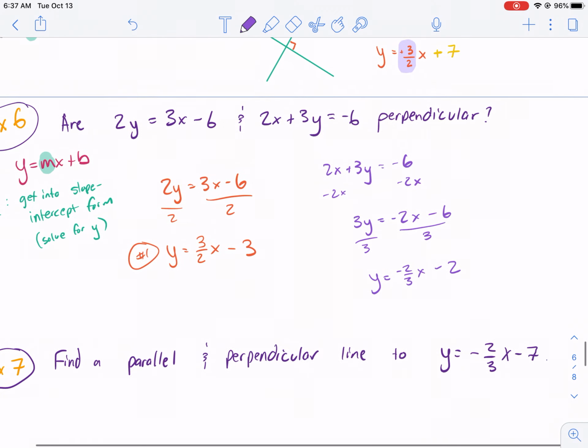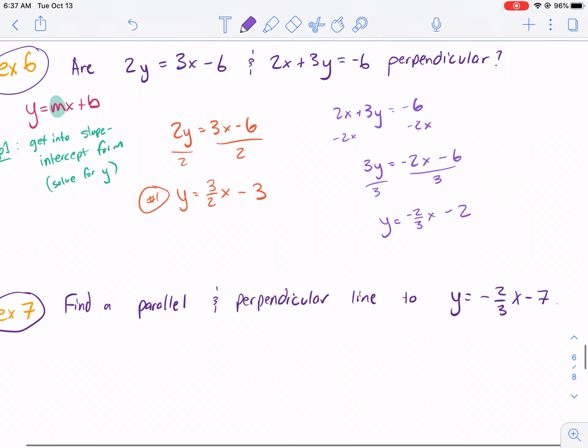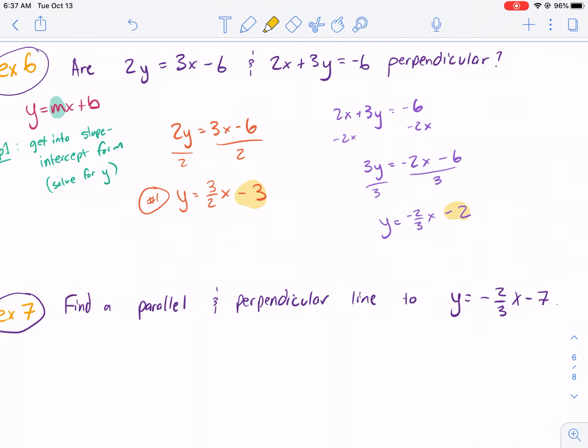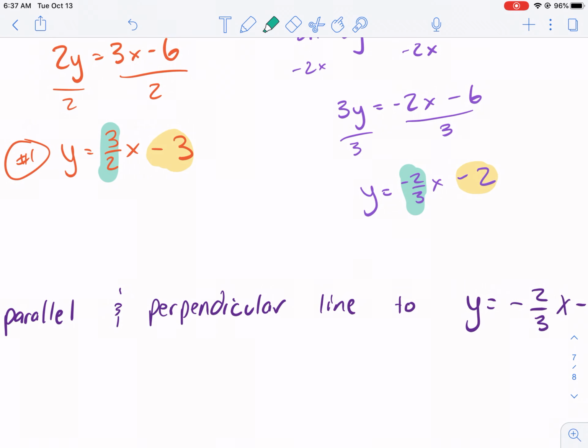Okay, what do we notice? Well, we have different y-intercepts. We don't care. The y-intercept can be different, so we're good there. We don't need to worry about this negative 3 or this negative 2. Now we are going to analyze their slopes because it wants to know if they're perpendicular. So we have a positive 3 over 2. We have a negative 2 over 3. Are they opposite reciprocals? Yes, they are.